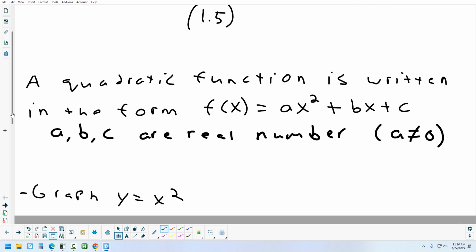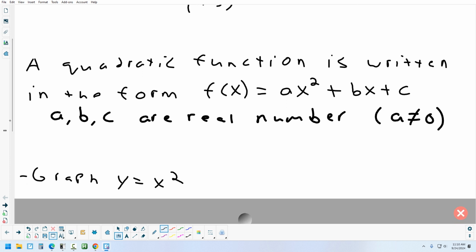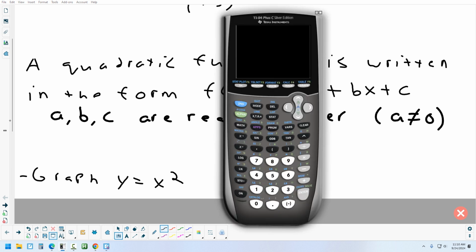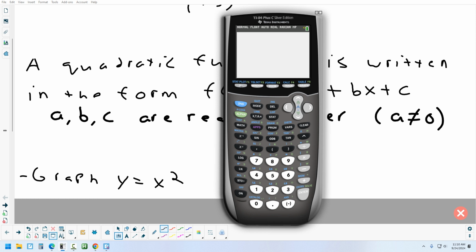So let's graph the simplest quadratic, y equals x squared. Just type it in and see what it looks like. So type that in. If anything else is in there, you can clear it out. I would do zoom 6 just to set the window. And we get that shape. Okay, so it's kind of like a U shape.